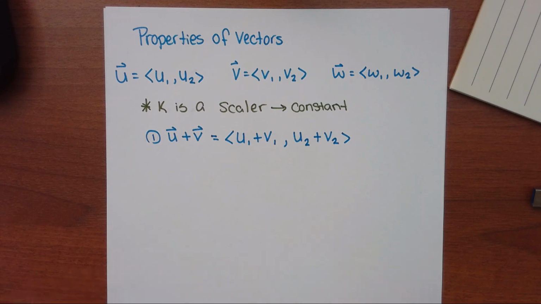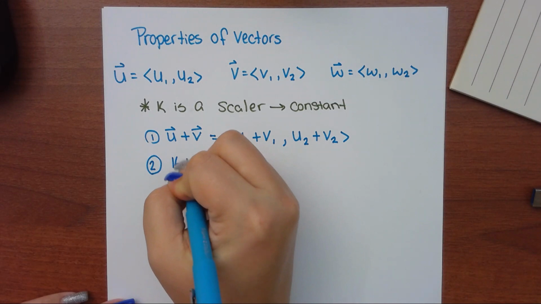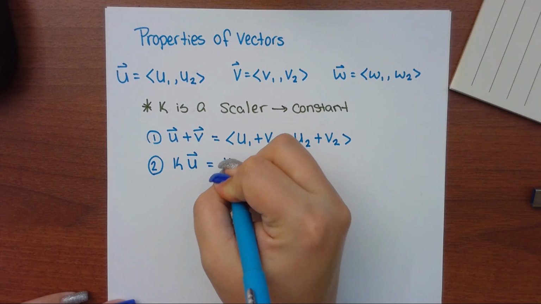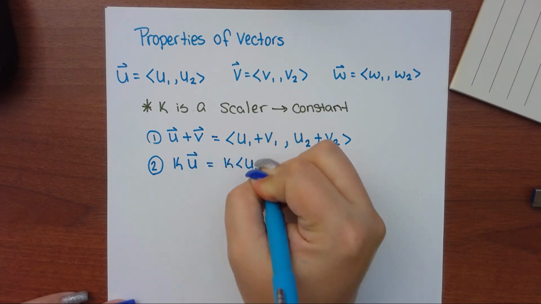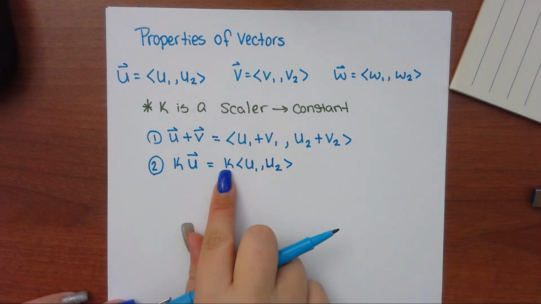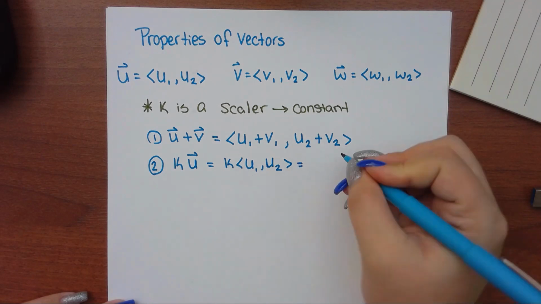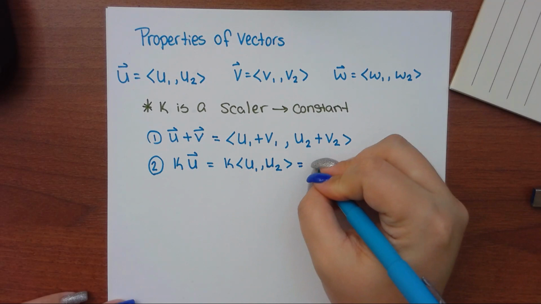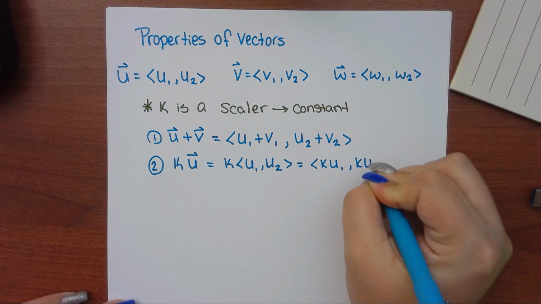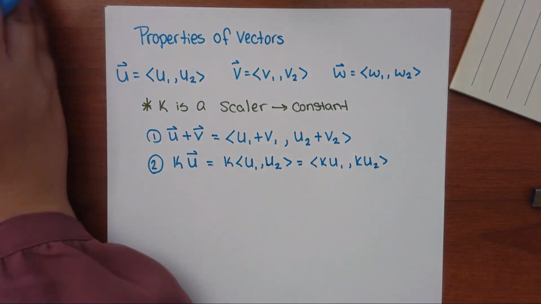The second most common property would be k times vector u. So k times vector u is literally k times the vector u1, u2. Now that constant is a constant to the whole vector. So it's kind of like you have to distribute it, and this is one of the only times that we really distribute things in vectors, is we say that I have k times u1 and k times u2. You would distribute it to both. It's pretty straightforward, it's pretty simple, and it's pretty easy. So let's move on to an example.